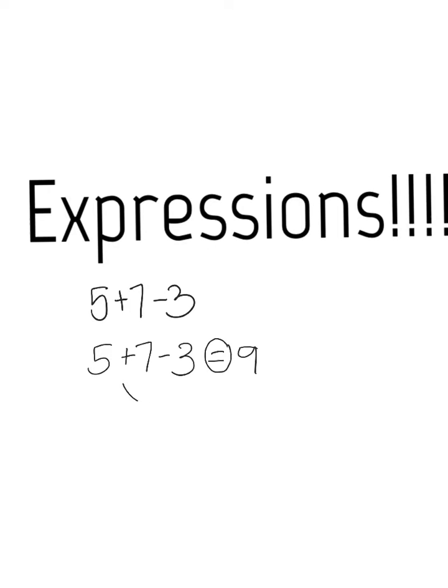An expression can be looked at as 5 plus 7 minus 3. An equation has an equal sign. So an equation would say 5 plus 7 minus 3 is equal to, that's 12 minus 3, is 9. Because this has an equal sign, this is going to be an equation.